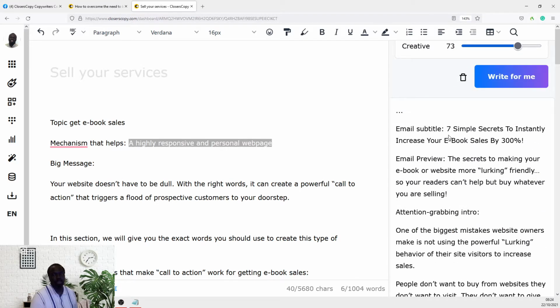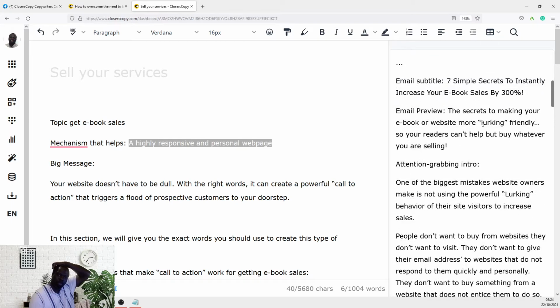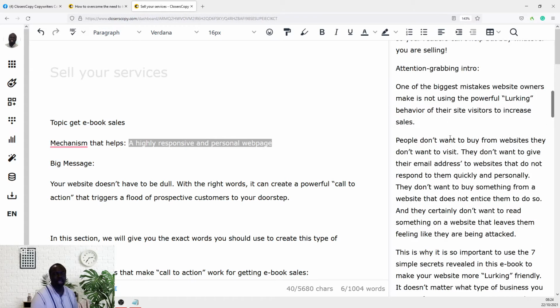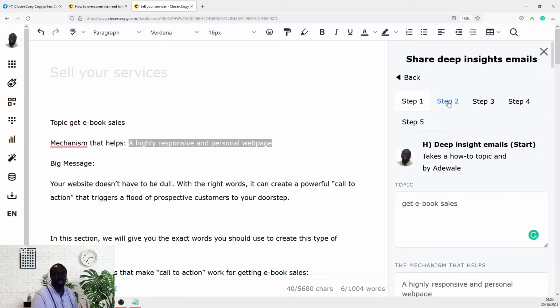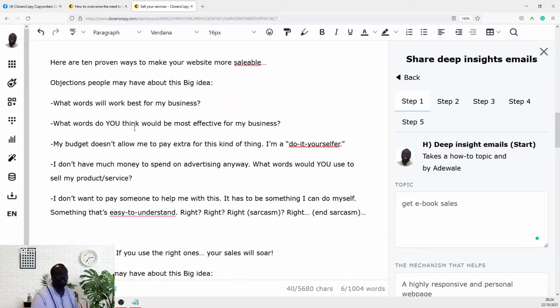So, 7 simplest secrets to instantly increase your ebook sales by 3,000. The secret to making your ebook or website more lurking friendly, so your readers can't help but buy whatever you're selling. Okay, and so this step 1 starts off the Deep Insight email, the next step finishes it off. Now with the Deep Insight emails, you could go to any of the other topics you've pulled out.